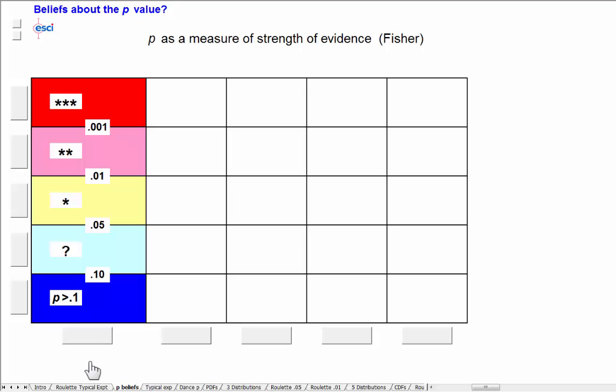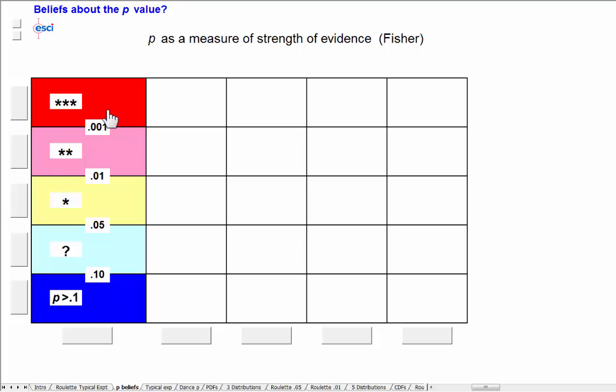p-values and the dance of the p-values. Many people in research rely quite heavily on p-values. They have in the past regarded them as very important in their analysis. How do they think about them? Well, I think many of them think about p as a measure of strength of evidence against the null hypothesis, and that's a pretty sensible way to think about them.